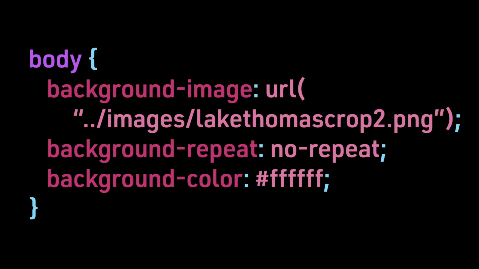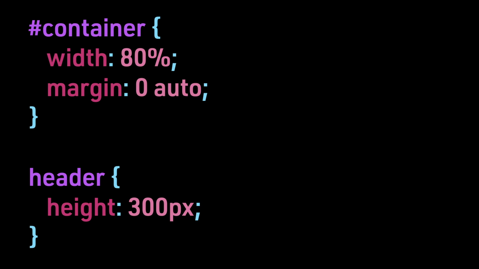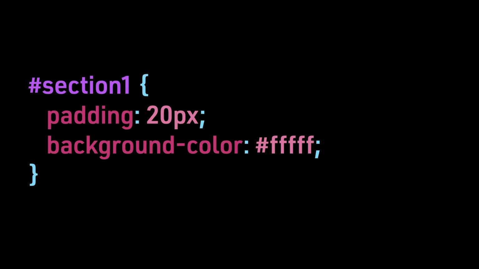We are loading the background image into the body. Because we only want the image to display once at the top, we have set the background repeat to no repeat. If the image doesn't load, we would just want a white background. We will only focus on the CSS that is relevant to our exercise. Our container that has our content is set to 80% the browser width and is centered. By setting the height to 300 pixels, it allows the first section to overlap. Finally, our first section will also have a background color that is white to separate it from the background. By adding the padding, it gives us some space between the edges and the text in the section that overlaps.